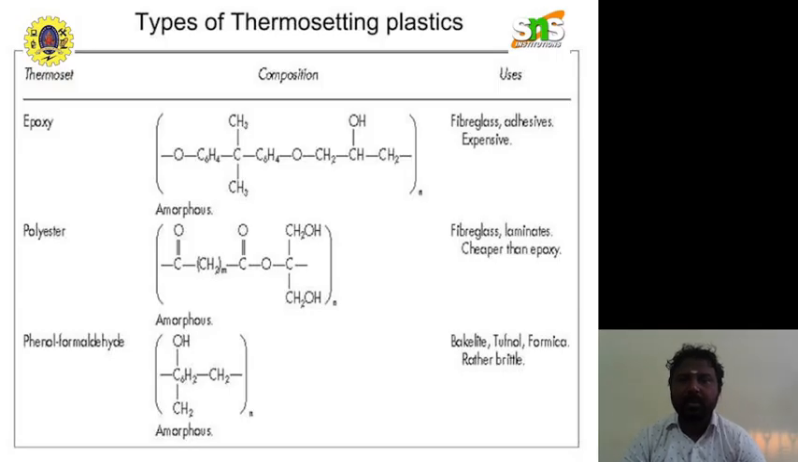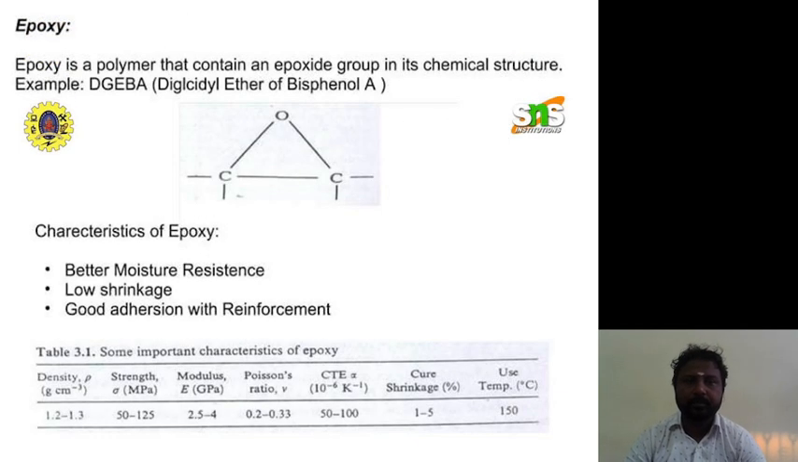The types of thermosetting plastics. Okay, we have three types. The first one is epoxy, then polyester, and polyhomocycle. Okay, and the epoxy structure is shown here. Polyester and polyhomocycles are also shown here. Epoxy is a polymer that contains an epoxide group in its chemical structure. That structure is also shown here.